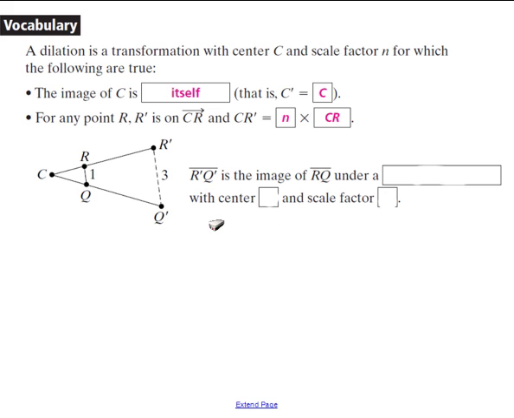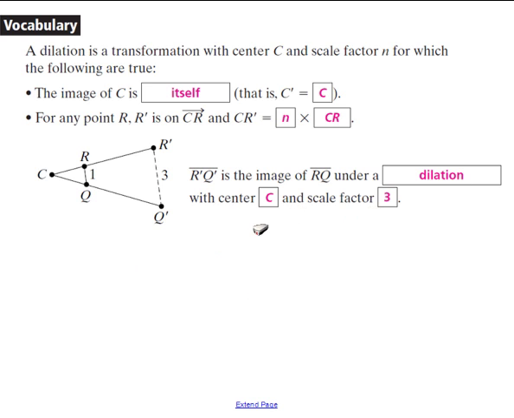So in this case, they give us that R to Q is 1, and the image of R to the image of Q is 3. So it's under a dilation with center C of scale factor 3. I said 4 before, but this one is actually 3, because we can see the length here is 1, and then afterwards this length on the outside is 3. So essentially if you have a scale factor of 3, it's just blowing it up by a factor of 3, right?